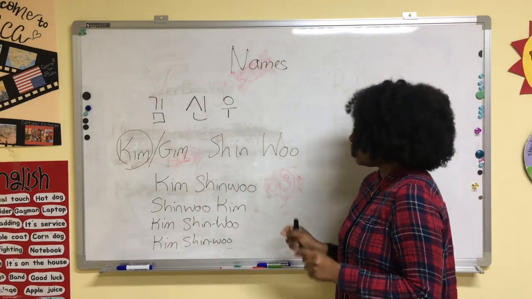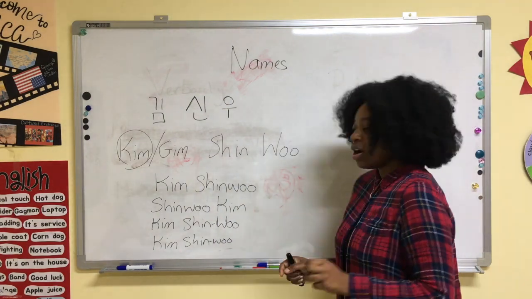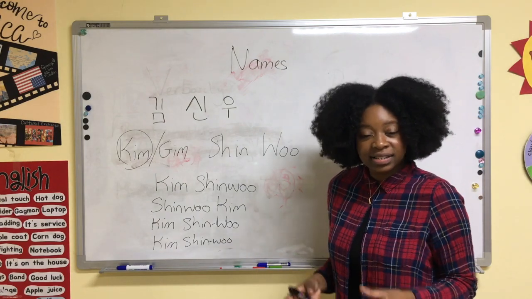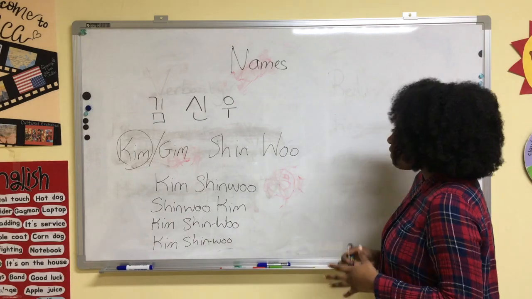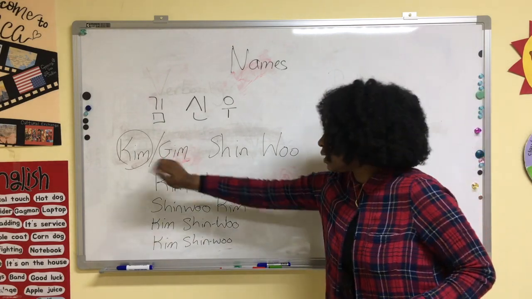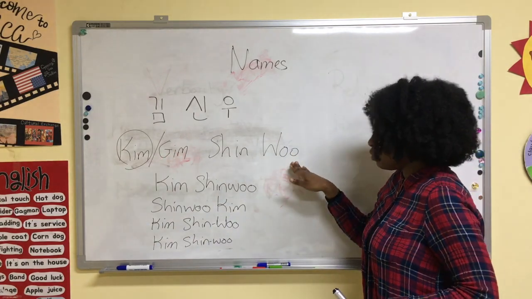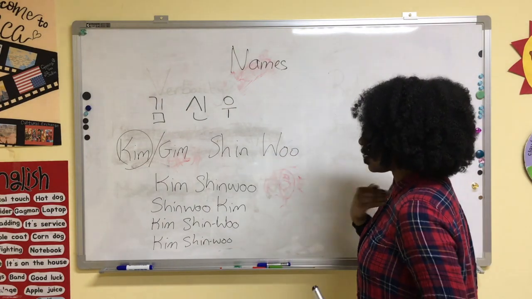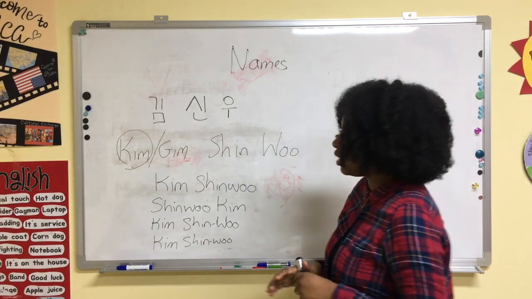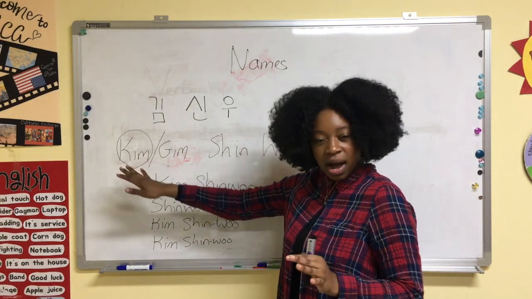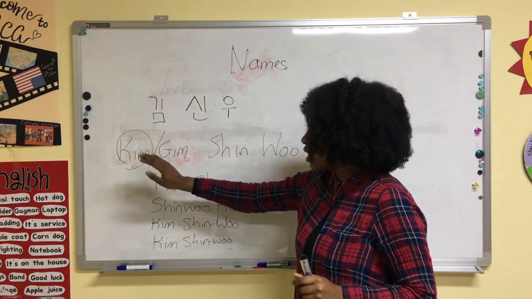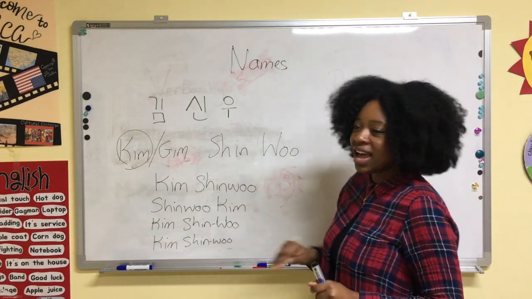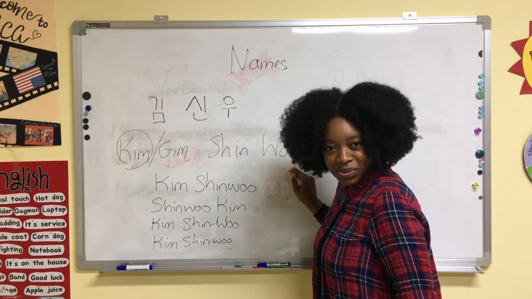Now, one thing I wanted to mention is also that the way you write your name dictates how somebody is going to read it. If you write it like this, Kim, Shin, Woo, right? Now, to me, this is what it looks like. Because I know Korean, I know that this is a last name. However, to somebody who doesn't know Korean, they might think your name is Kim, your middle name is Shin, and your last name is Woo. Alright?